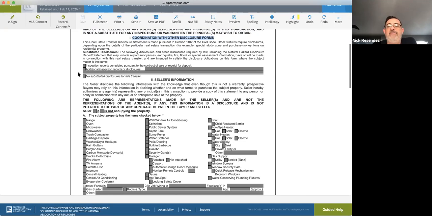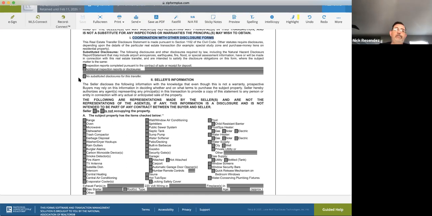Okay. That's not good enough. For us at our offices, we're always going to check this box right here: no substituted disclosures for this transfer. We're not substituting, and we're not letting our clients substitute any disclosures when we think about transferring this piece of real estate. And frankly, what it does is it puts your client at risk if you try to skirt the law and not provide the necessary disclosures.